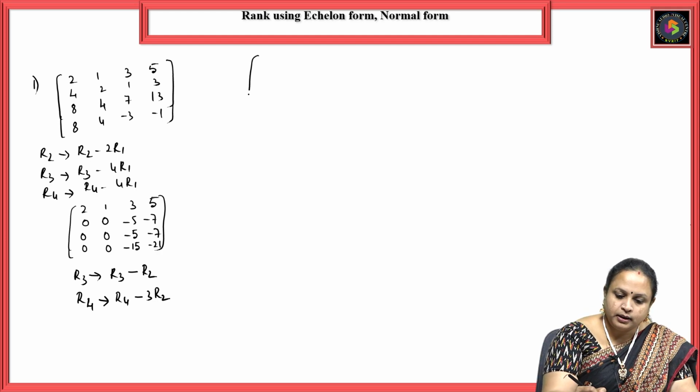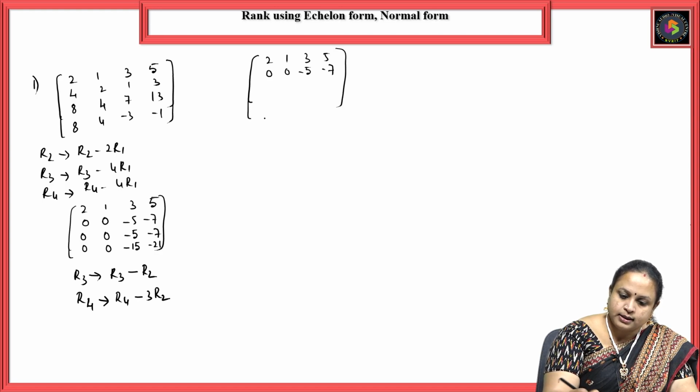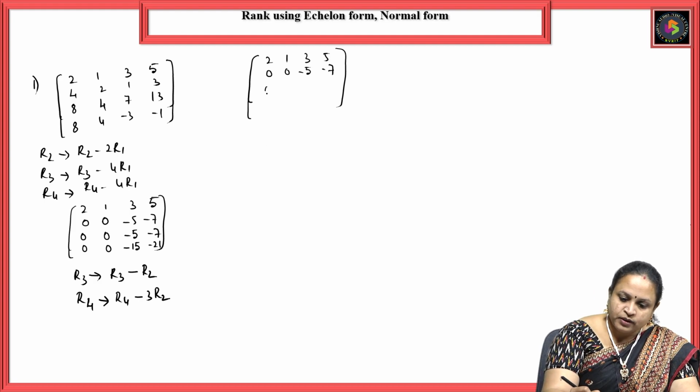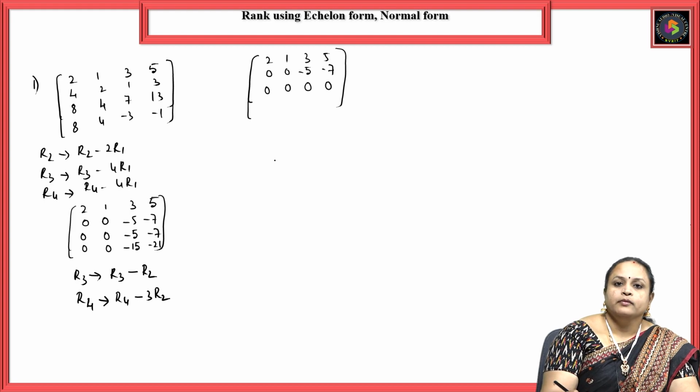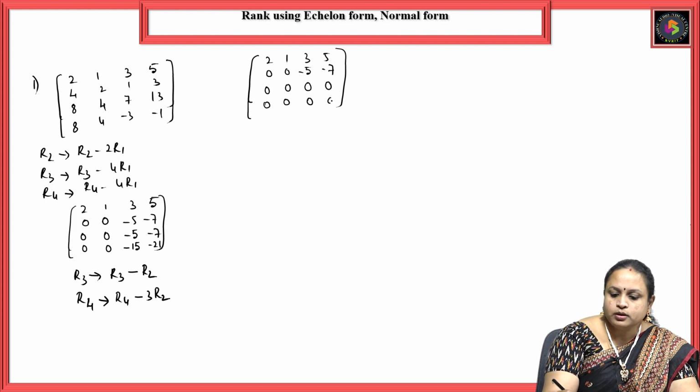So when we apply these operations, first row and second row are not changing because we are not applying any operations on them. So write the first row and second row as it is. Now come to the third row, R3 minus R2. So 0, 0, 0, 0. And coming to the last row, it is also 0, 0, 0, 0.